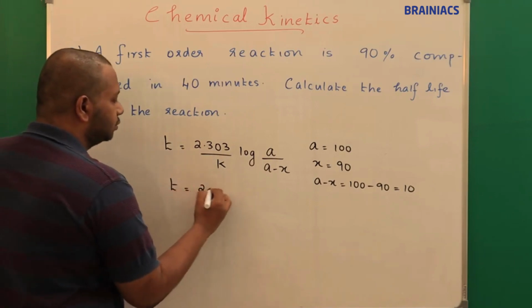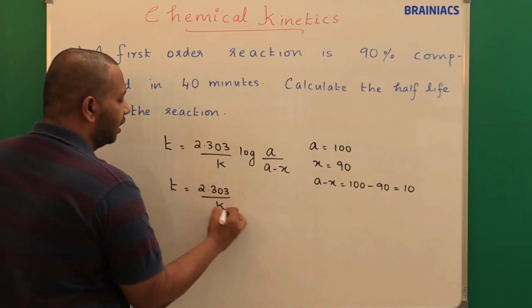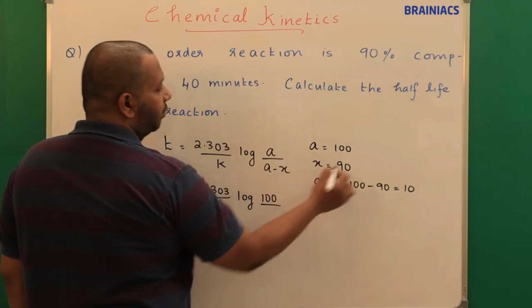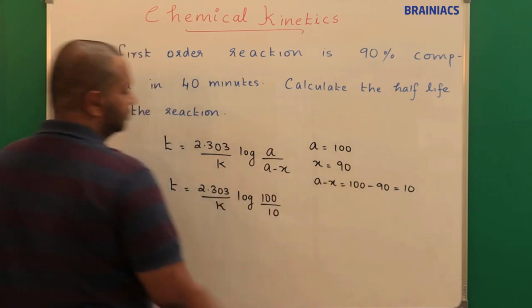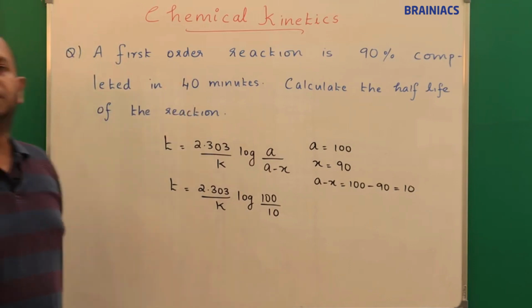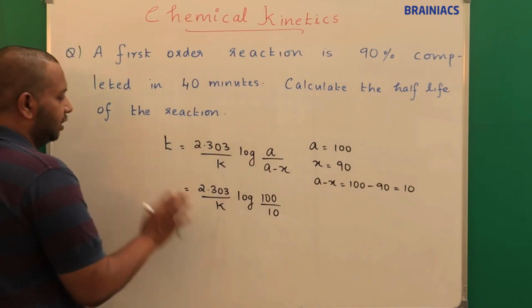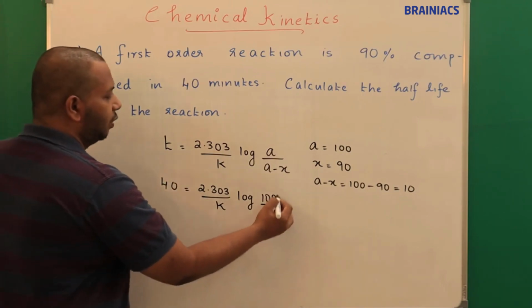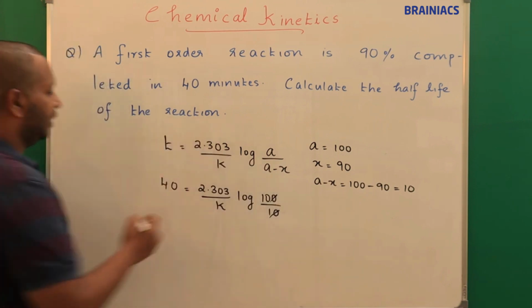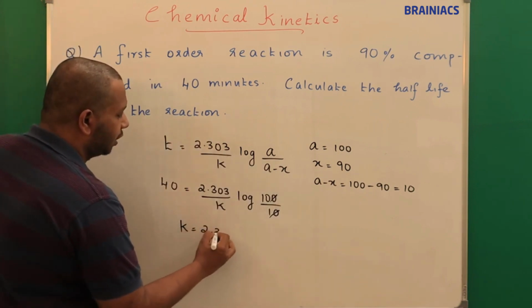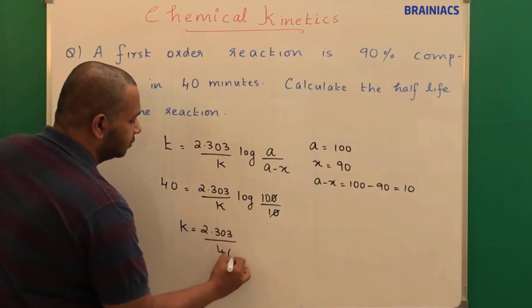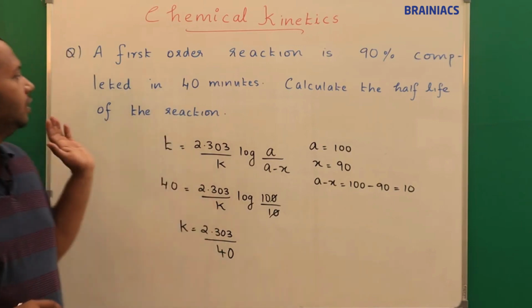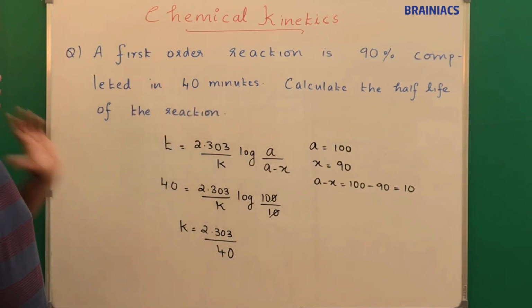So t is equal to 2.303 by k, log, what is a here, 100, and a minus x, if you see here, 10. And I know this is completed in how much time? 40 minutes. So I can substitute t here 40. It is in minutes. Now calculate this, as I know this is log 10. So log 10 is 1. So I can say k is how much? 2.303 by 40. Correct? So 2.303 by 40 will come into picture. Now the question is, they are asking you to calculate the half-life of the reaction.